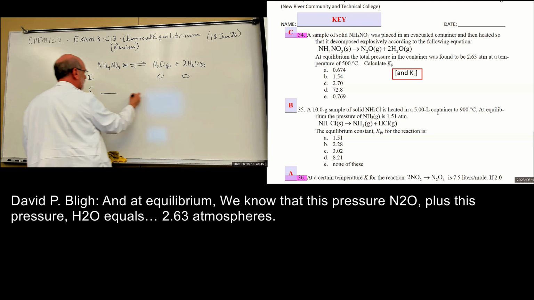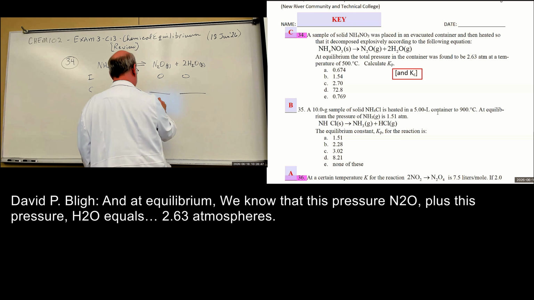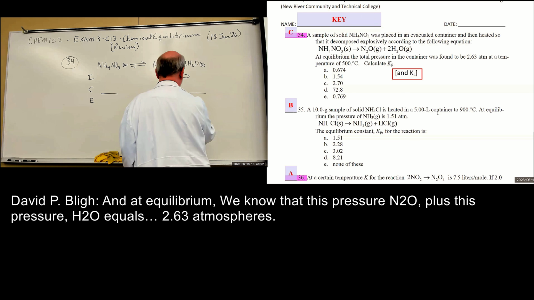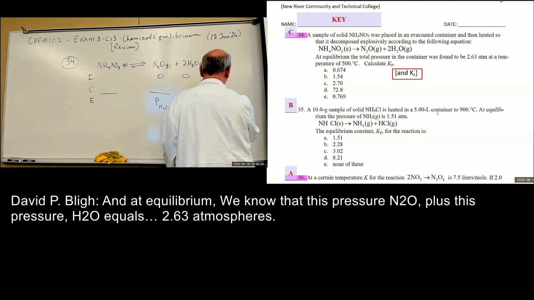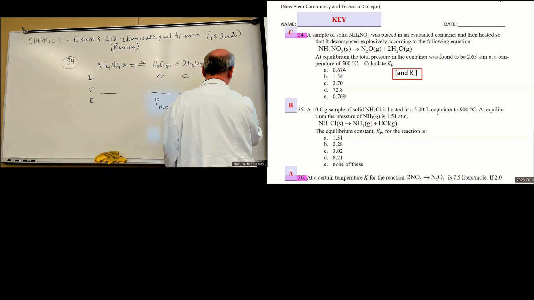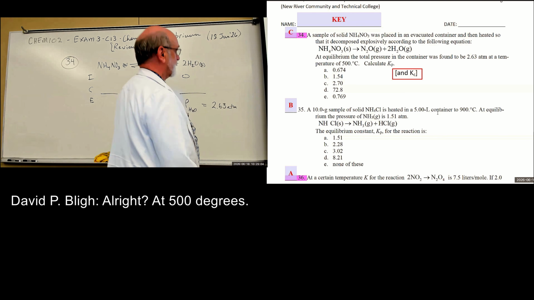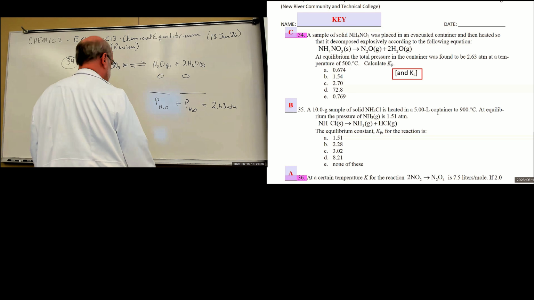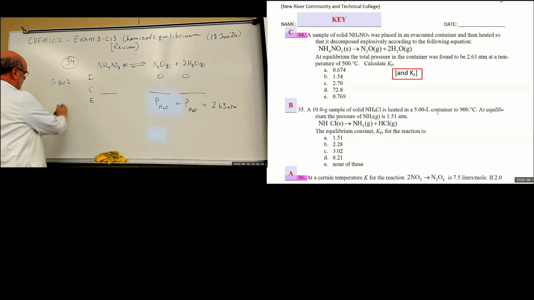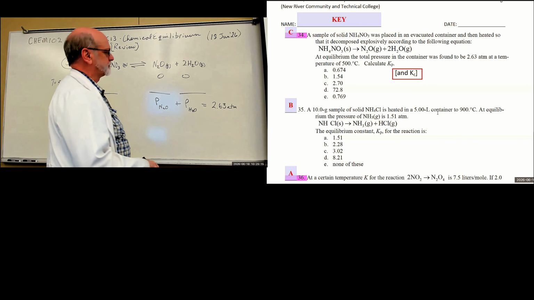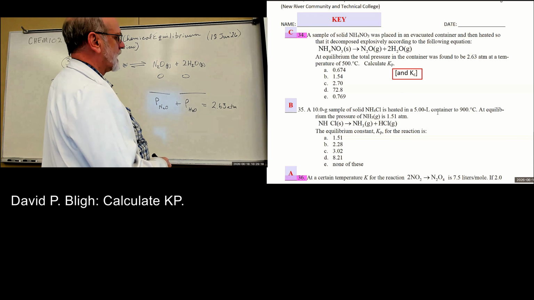And at equilibrium, we know that this pressure, N2O, plus this pressure, H2O, equals 2.63 atmospheres. All right, at 500 degrees. So temperature equals 500 degrees C. Calculate Kp.